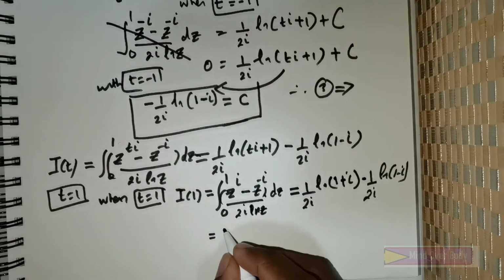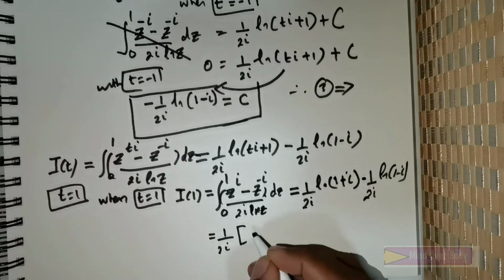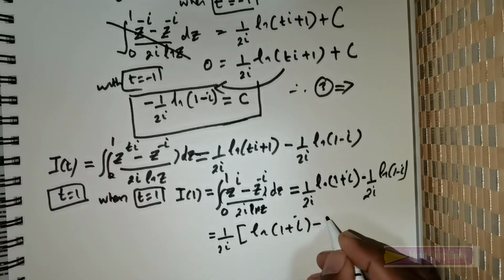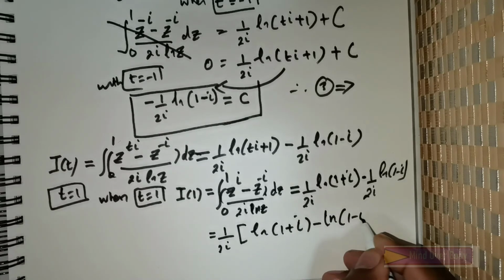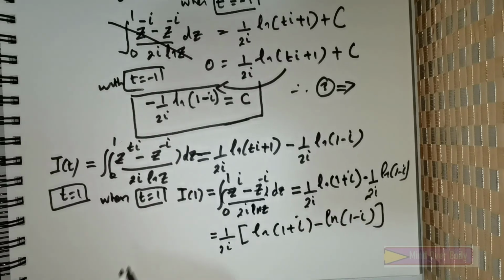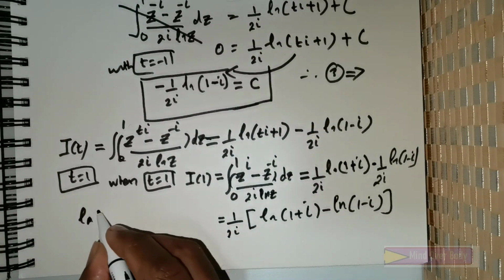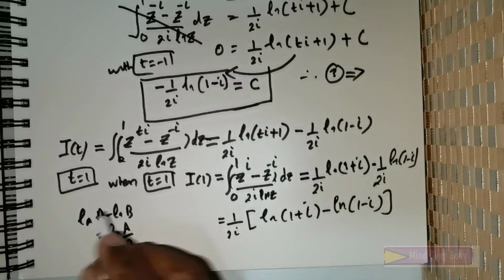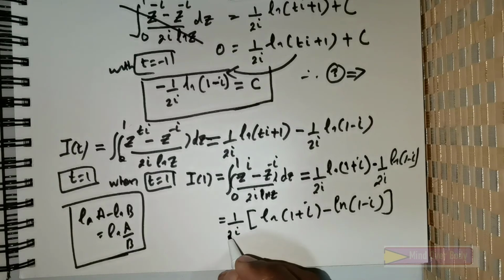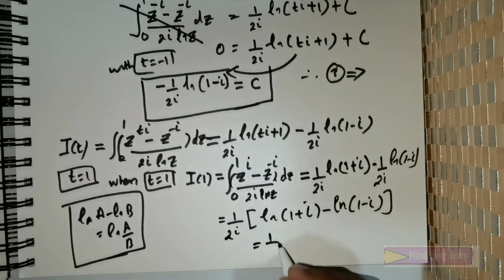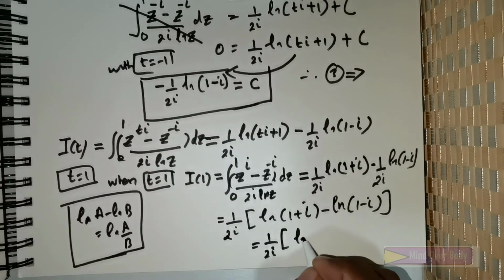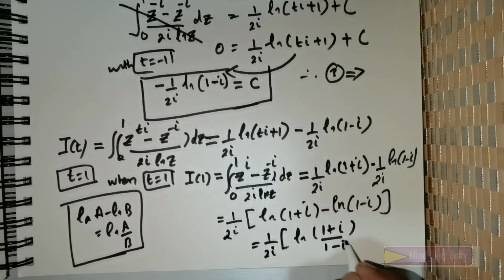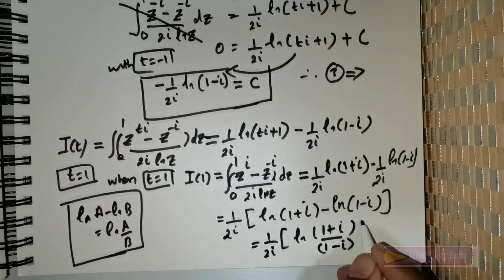Now I can take 1 over 2i out, so that would give me ln of (1 + i) minus ln of (1 minus i). Okay. Now there is a formula: ln a minus ln b is ln of a over b. By this formula I can rewrite this as 1 over 2i of ln of (1 + i) divided by (1 minus i).